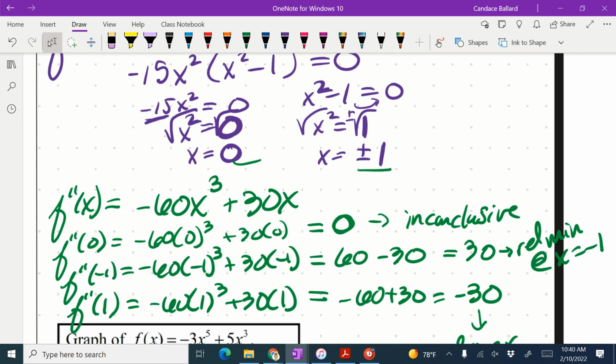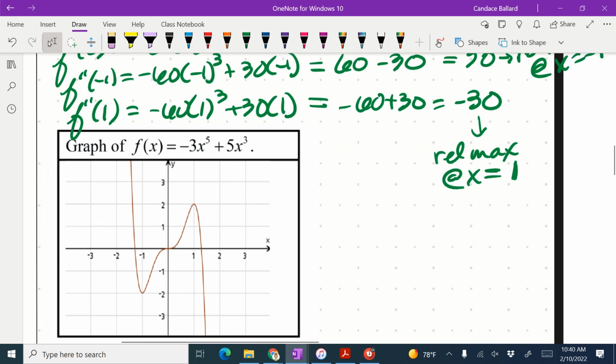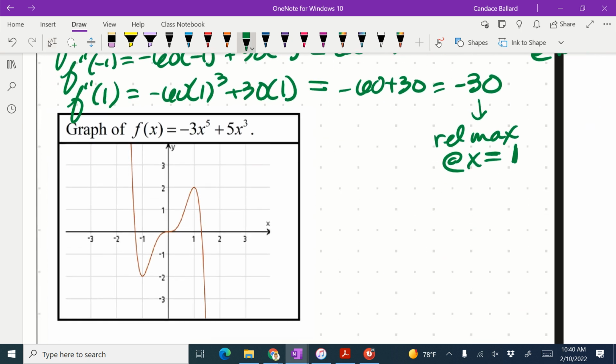So just so you can see why it's inconclusive, the graph is there. Look at it, so we had the min at -1, the max at 1. Looking at what was happening at 0, it was in fact a point of inflection on that graph. So it's still a critical number, it's just not a max or a min. So it's okay to get something inconclusive. We're not going to freak out if we see something inconclusive.